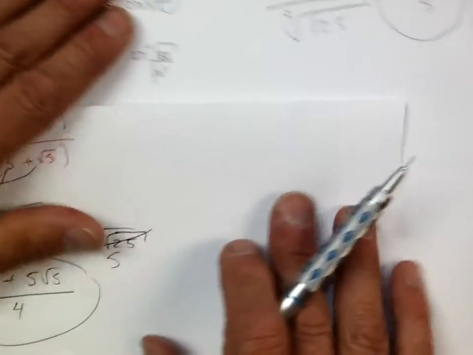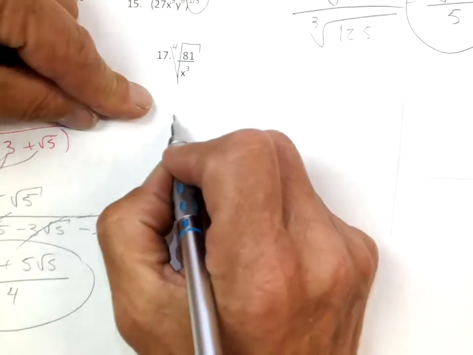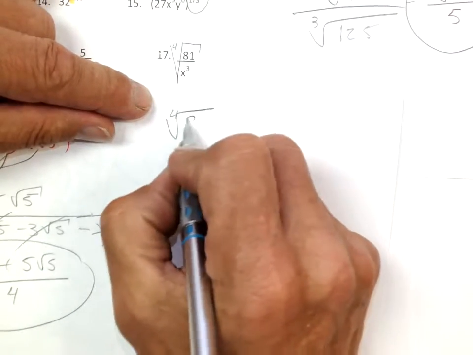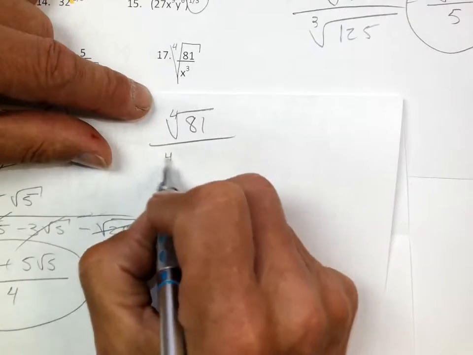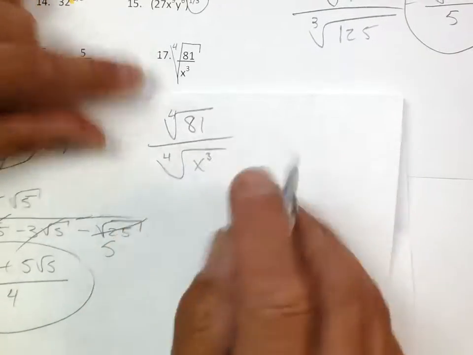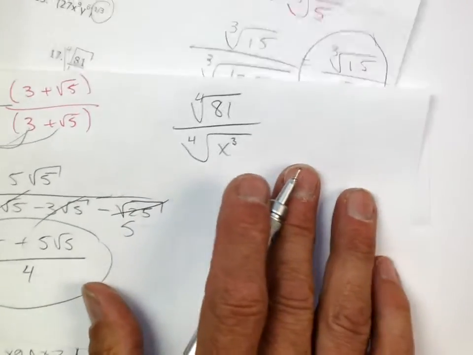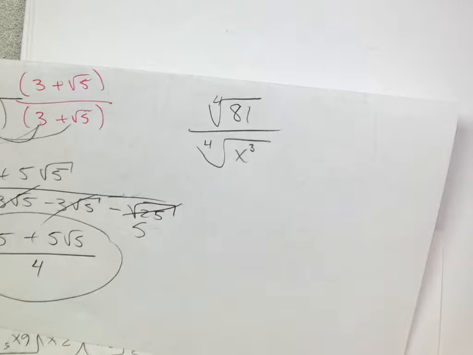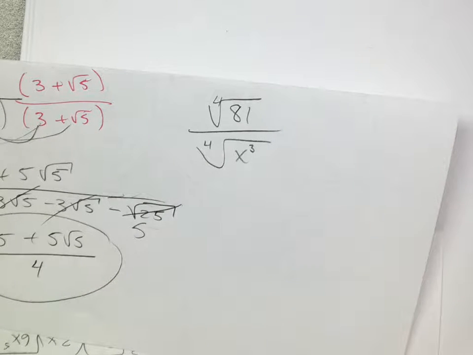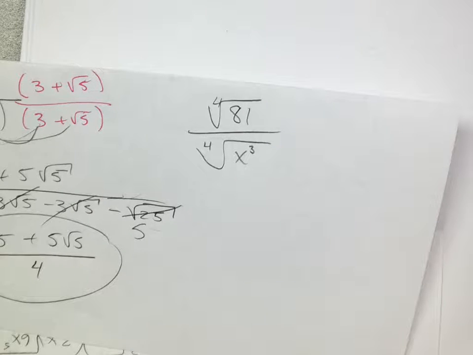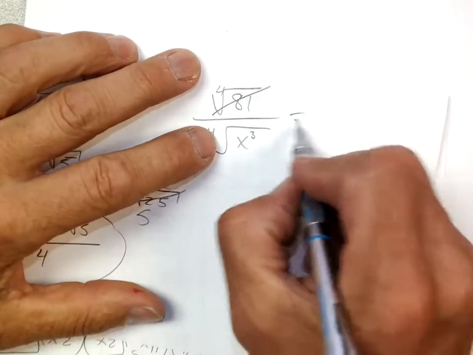Let's look at 17. 17 actually is not that hard. 17 is actually pretty easy. Fourth root of 81 over the fourth root of x cubed. Let's think. What times what times what times what makes 81? 3. It is 3. 3 times 3 is 9 times 3 is 27 times 3 is 81. So we can go straight to 3, right?